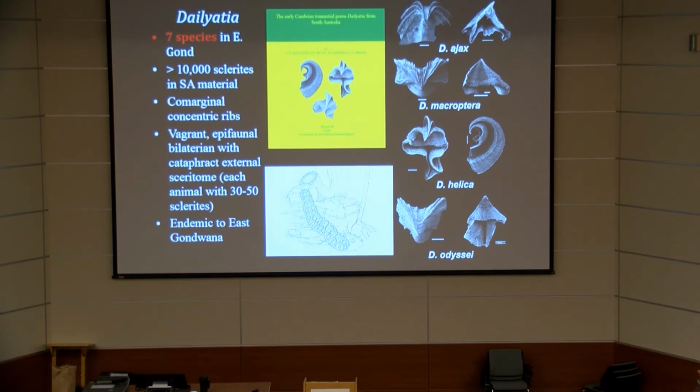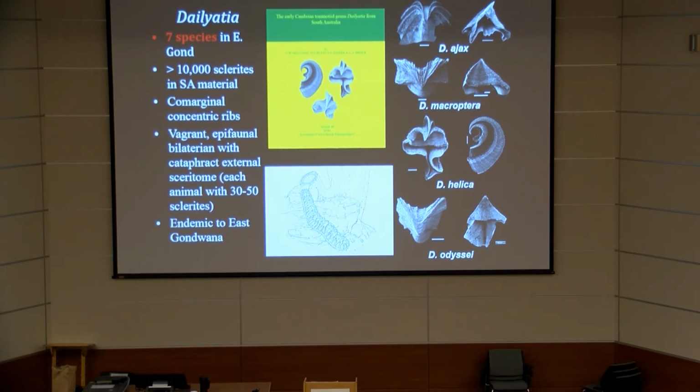Dahliatia is a different type of tomotid. It's probably the most abundant fossil in South Australia, but it only occurs in South Australia and a little bit in Antarctica. We published a monograph on this that describes 7 species from East Gondwana. I've got 10,000 sclerites. That's how many we used to build the monograph, but there are many hundreds of thousands more sclerites. And you can see the diversity here.